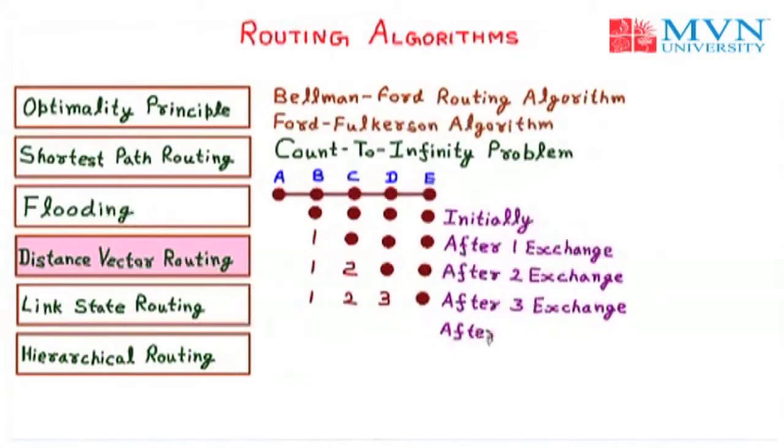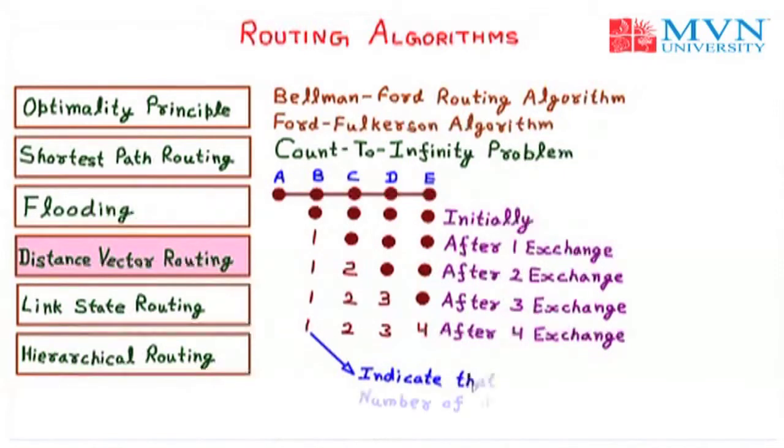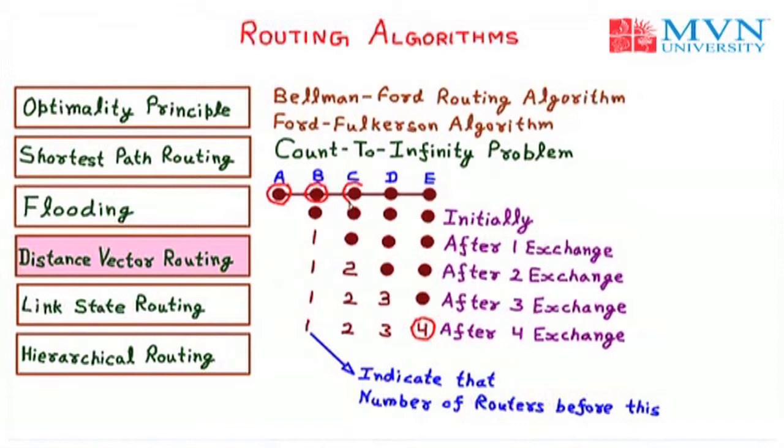And next, after 4 exchanges, the packet will pass from D to E. That means before E we have 4 routers, that is A, B, C, D, so the value of E becomes 4. So all the values indicate the number of routers before them. The value of E is 4 because we have 4 routers, that is A, B, C and D, before it. So that's why we have the value. This is the normal condition. There is not any problem.